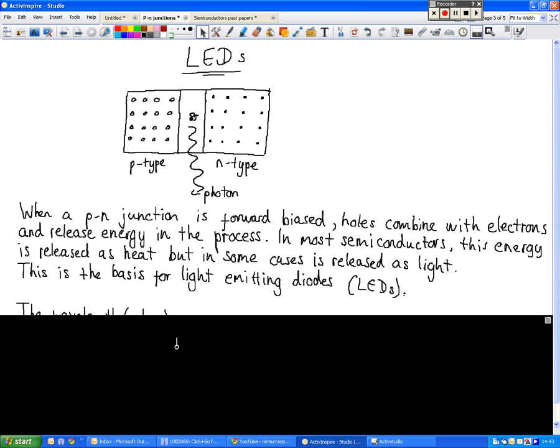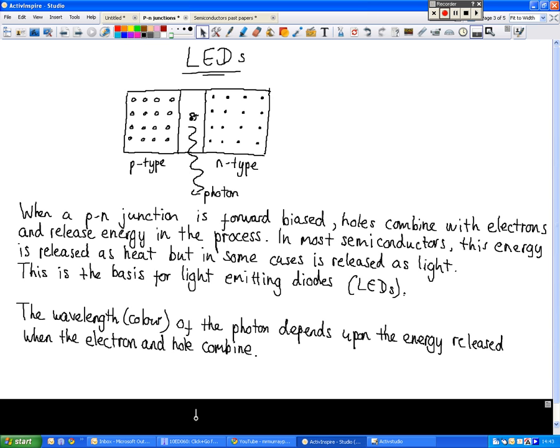And what happens is when the electrons and holes come across the depletion layer, they cause a photon to be emitted. And that's just one of the magical things about semiconductors. Normally, in most cases, these electrons and holes will combine and they'll create heat, the component will heat up. But in special cases with LEDs, light emitting diodes, they'll emit light instead.